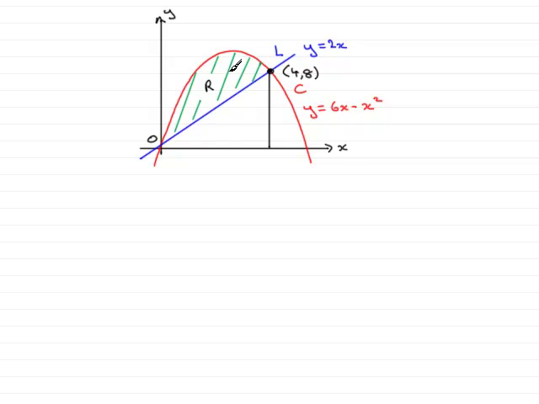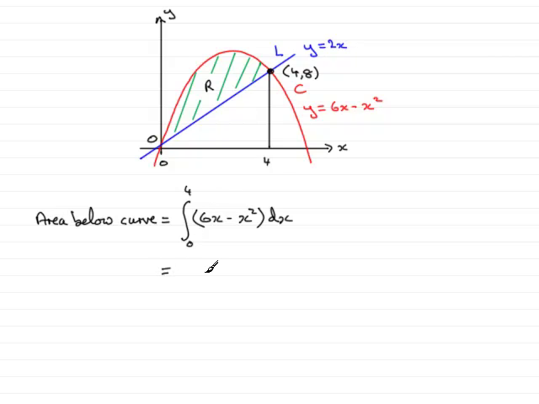Okay, so first of all then I want to find the area underneath the curve, bounded from x equals 0 to x equals 4. That'll be this area here. And to do that, the area below the curve would equal the integral of y with respect to x. Now y is the equation for the curve C, and that is 6x minus x squared. Don't forget to put that in brackets. Integrated with respect to x, and the limits go from 0 to 4.